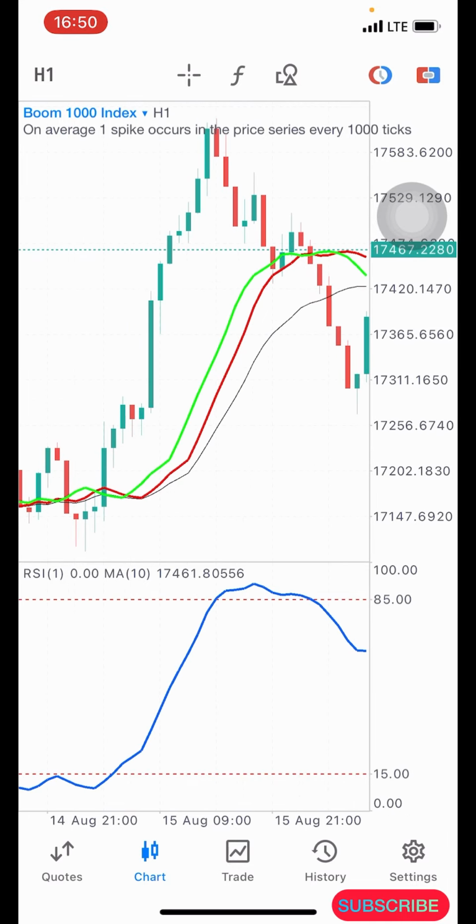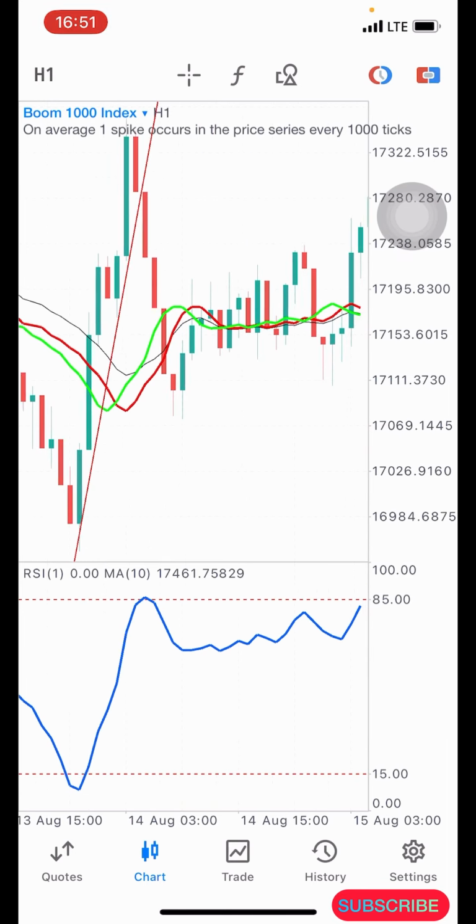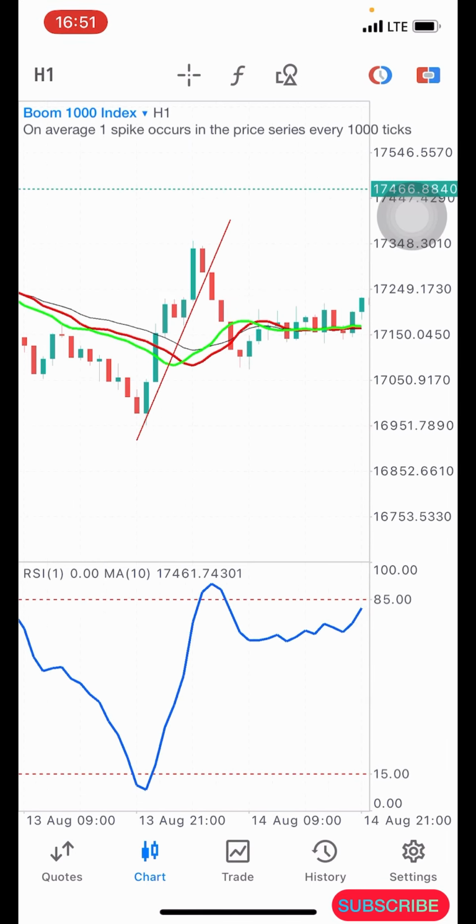Now here on the 1 hour time frame, this is how you analyze. You want to be taking trades only when we are in an uptrend, and this is how you know if we are in an uptrend. You can use a trend line like this one. You draw the trend line connecting two peaks in the market.